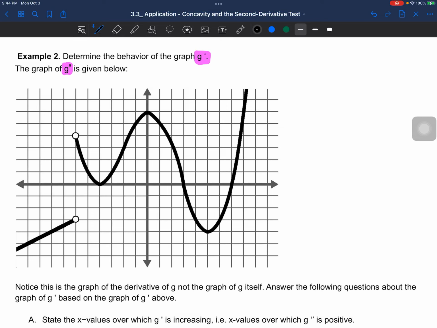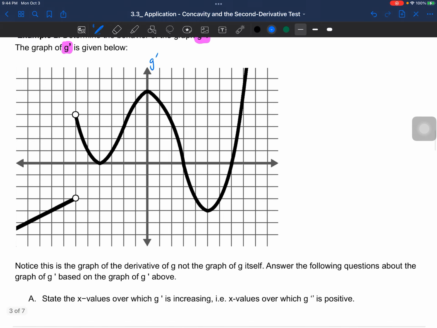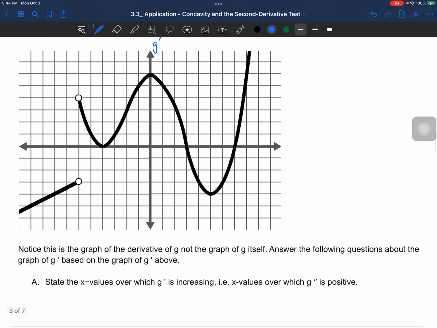All right, welcome back. So we're gonna try example number 2. In this example, we have to be careful because we're not given the original function g. We're actually given the function g prime. So this is not g. This is g prime. So make sure that we know that. So given x here, they want us to use this to interpret and find the following.